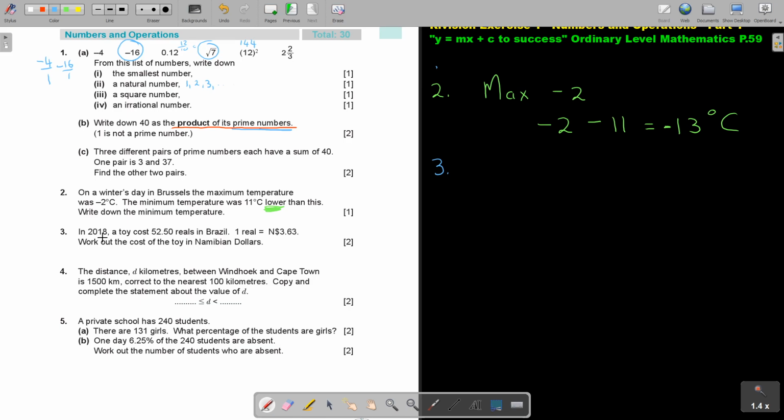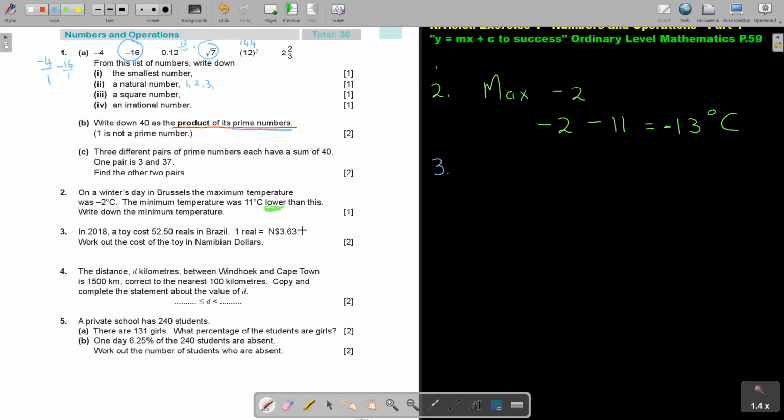In 2018, a toy cost 52.5 reals in Brazil. 1 real is 3.63 Namibian dollars. Work out the cost of the toy in Namibian dollars. Now again, this isn't very hard because you just do direct proportion. I'm just going to revise, but I want to show you quickly how to approach it if you maybe struggle with one like that.